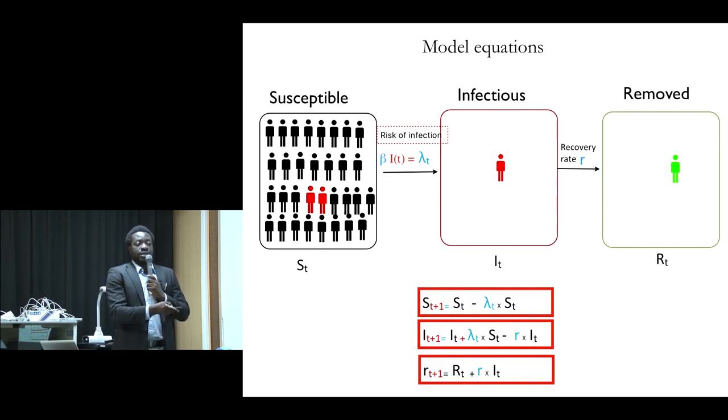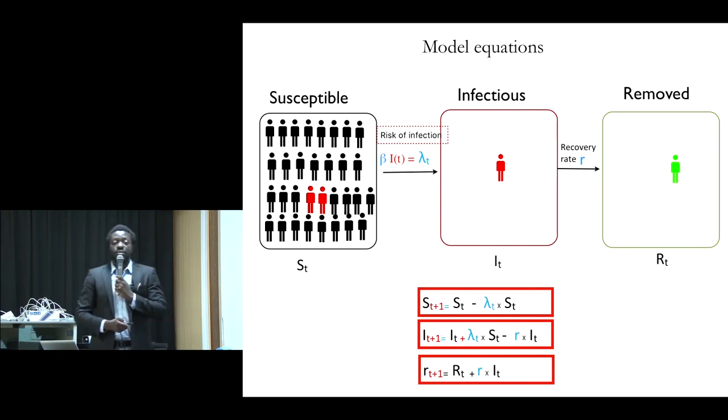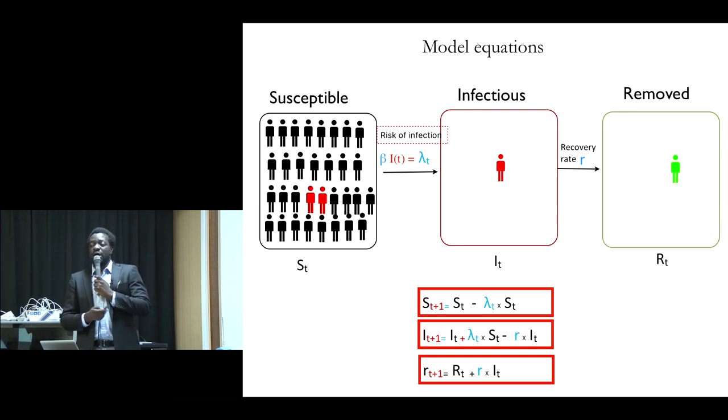So with the 3 equations here, we can predict the movement of individuals from one box to another box over time, at time t plus 1, t plus 2, t plus 3. So we can just use these equations here.